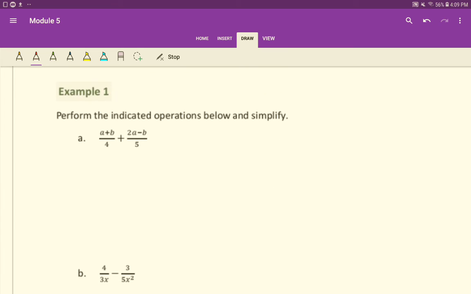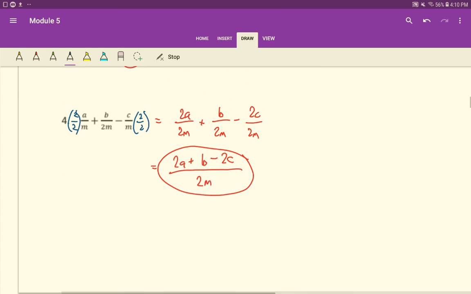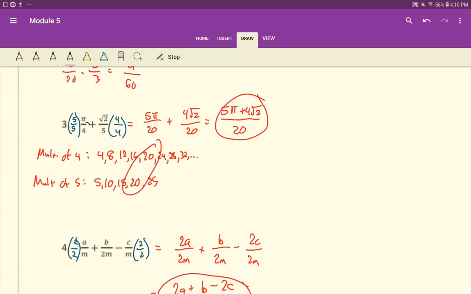Okay, so example 1 here, we're asked to perform the indicated operations below and simplify. All right, so again, we're going to add, and we can see we have a rational expression and another rational expression. This is a 4, this is a 5. We already had a 4 and a 5 denominator, if you remember from earlier. Right here, where we had the 4 and the 5 denominator, we needed to multiply one by 5 over 5 and the other by 4 over 4. So we'll do the same thing here.